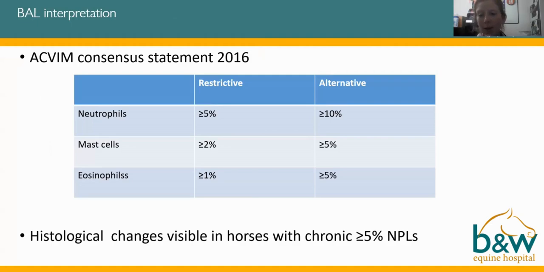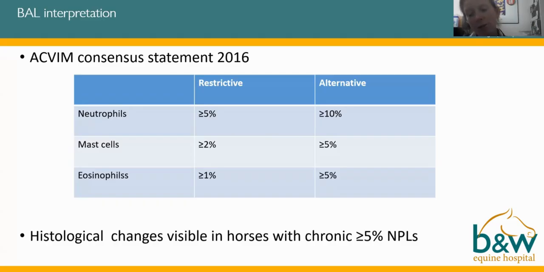So I thought we'd just talk briefly about BAL interpretation, because this stuff came from the consensus statement, which is now really old. It's nearly 10 years old, but it's still probably one of the best things out there in terms of thinking about asthma in a cohesive review article type way. They talked about the old-fashioned restrictive view of BAL interpretation, that more than 5% neutrophils, 2% mast cells, and 1% eosinophils would be considered abnormal. But they propose an alternative, slightly more relaxed viewpoint, that maybe 10% neutrophils, 5% mast cells, and 5% eosinophils is more realistic.